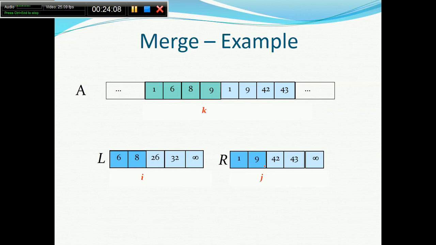Now 26 and 42, which is smaller? 26 is smaller, so 26 will go here. i will increase and k will increase. Now 32 and 42, which is smaller? 32 is smaller, so 32 will go here, and k increases, i increases.